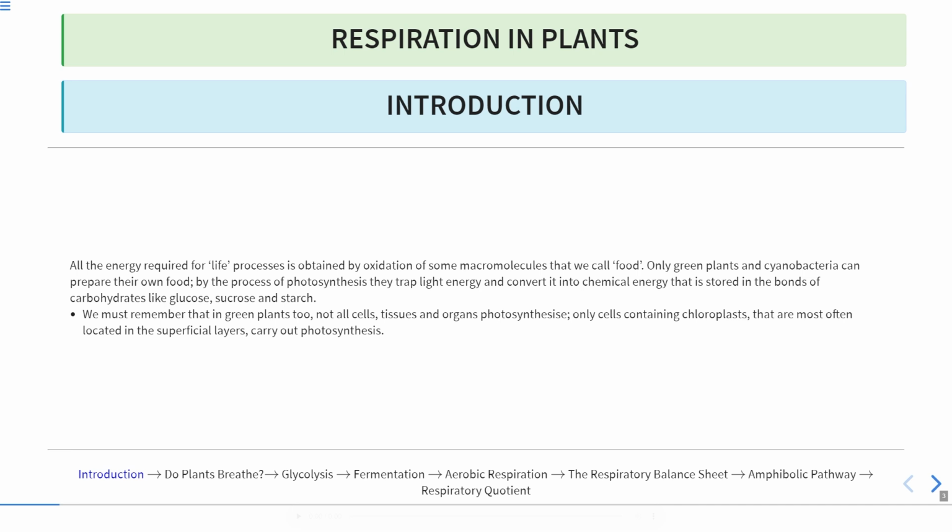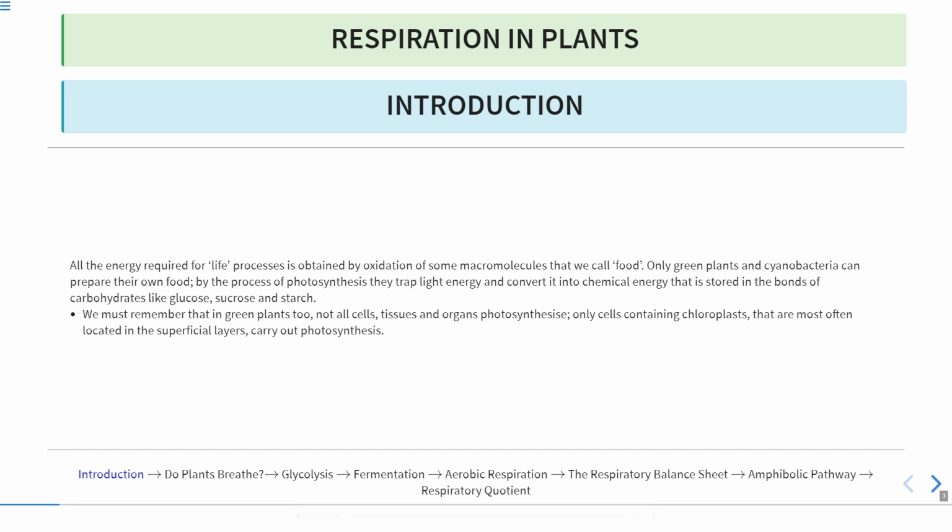So where is that energy coming from? It is coming from the oxidation of macromolecules, and that we call food. Only green plants and cyanobacteria can prepare their own food. There are two types here: the plants that are green in color, which contain chlorophyll, and also some of the monerans, like cyanobacteria, blue-green algae, that can prepare their own food.